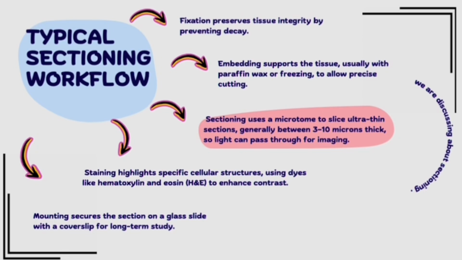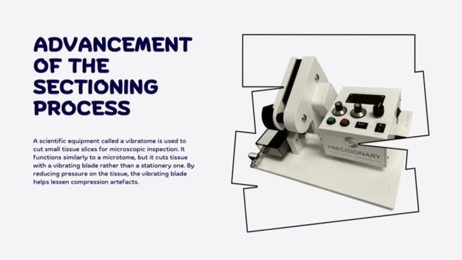We use a microtome to slice ultra thin sections, generally between 3 to 10 microns thick, so light can pass through for imaging. The next step is staining, to highlight specific cellular structures using dyes like hematoxylin and eosin to enhance contrast. And lastly, we have mounting, to secure the section on a glass slide with a cover slip for long-term study.